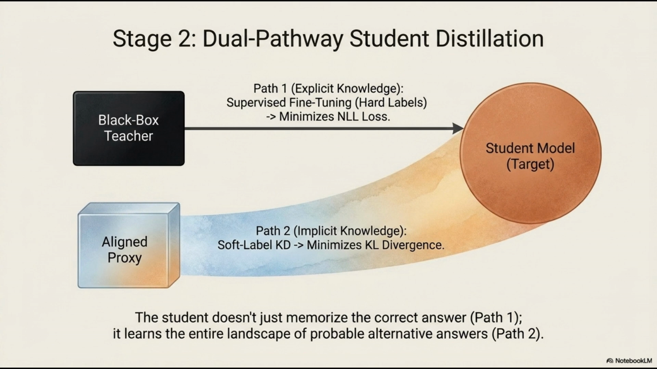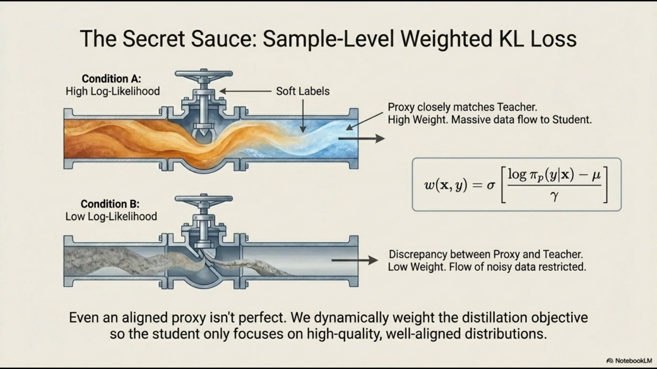They implement a mechanism called sample level weights. Sample level weights. Okay, so if the system needs to grade the proxy's homework on a question-by-question basis, wait, how does it know the proxy is wrong? Think about it. If the system can't see the black box teacher's internal math, how does it know the proxy's internal math is hallucinating? Exactly the right question.